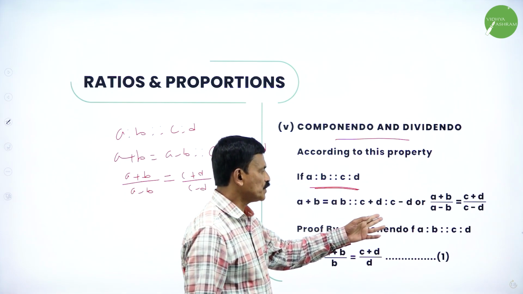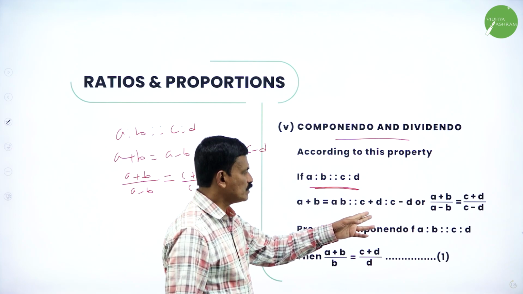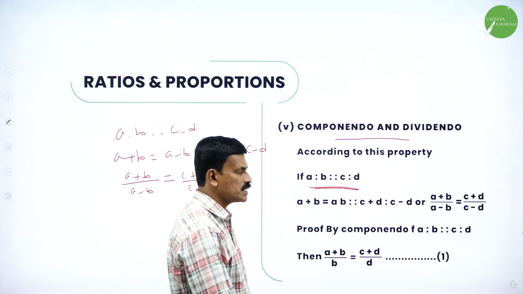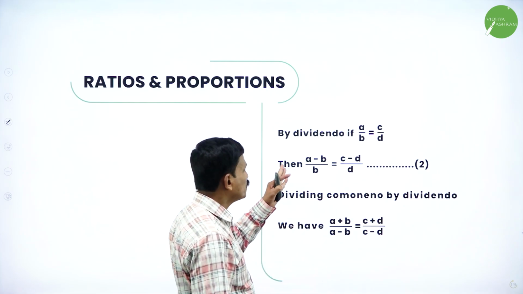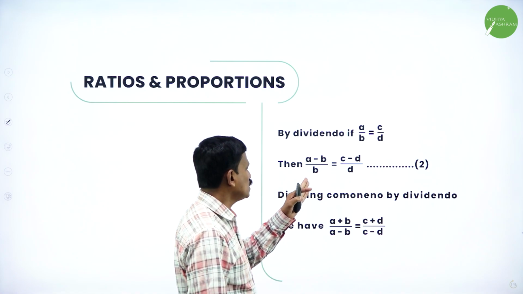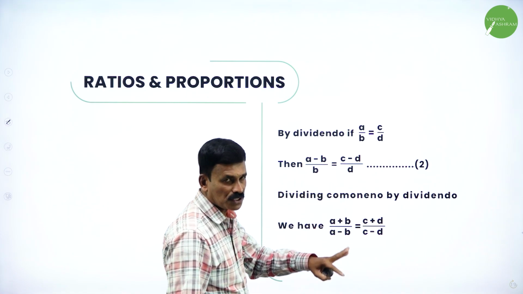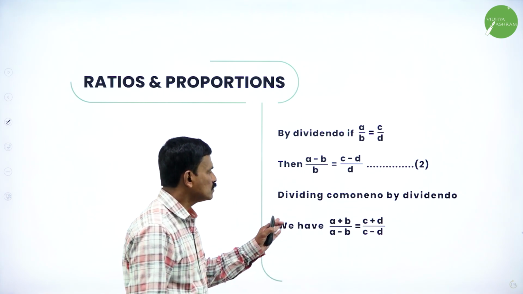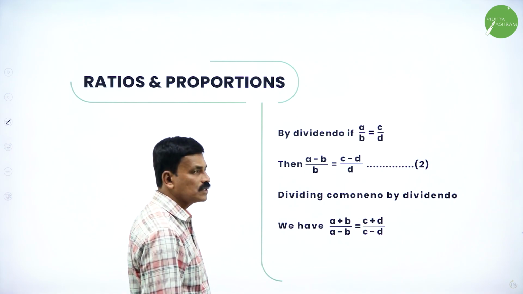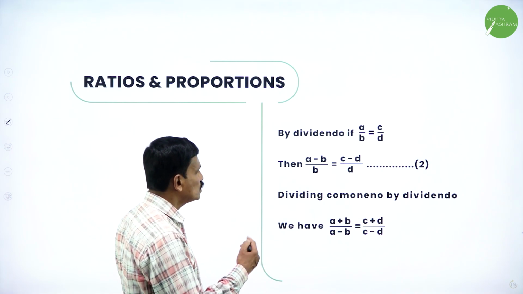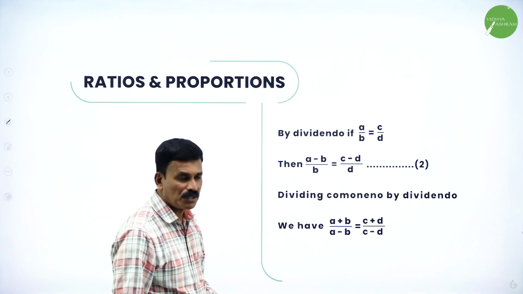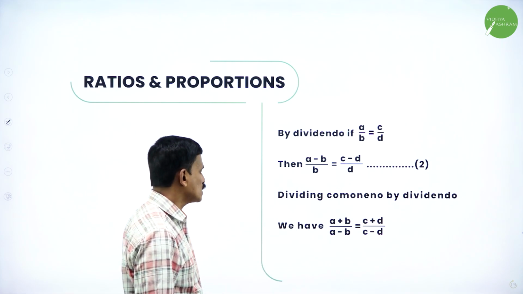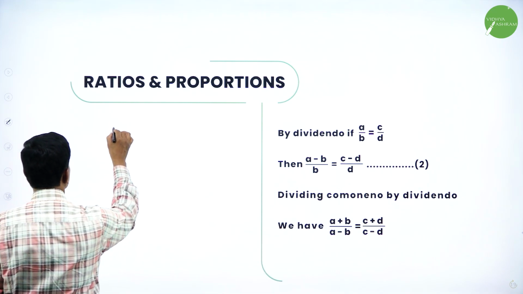Now, prove it by componendo. If A is to B is equal to C is to D, that is A plus B by B is equal to C plus D by D, equation number 1. From dividendo, what we have, A minus B by B is equal to C minus D by D, equation number 2. From equations 1 and 2, dividing componendo by dividendo, that means just divide equation 1 by 2. Dividing 1 by 2, what you will get? A plus B by A minus B is equal to C plus D divided by C minus D.